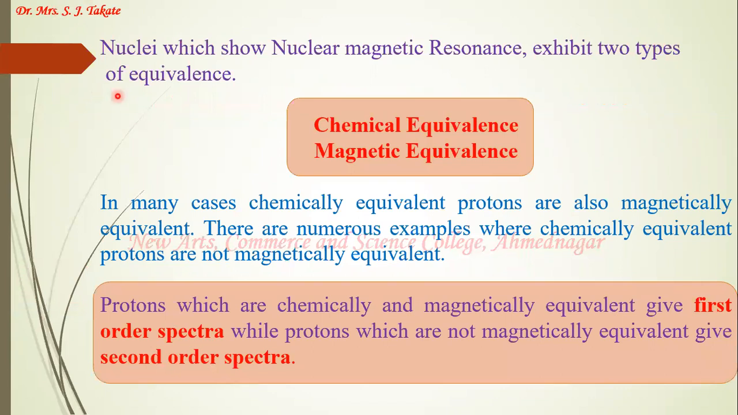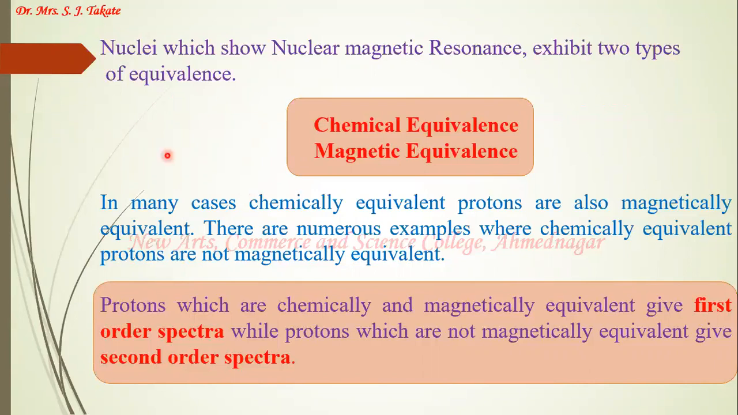Nuclei which show nuclear magnetic resonance exhibit two types of equivalence. First is chemical equivalence and second is magnetic equivalence. In many cases, chemically equivalent protons are also magnetically equivalent, but this is not always the case. Sometimes chemically equivalent protons are not magnetically equivalent. So is there any problem with this?